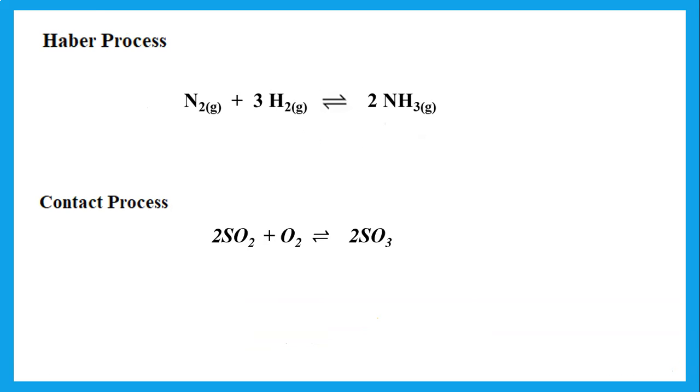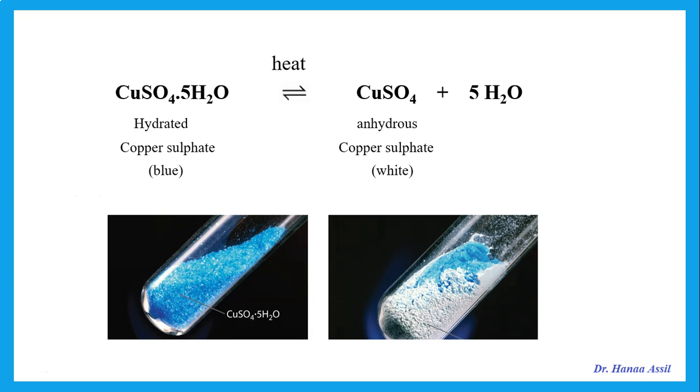So examples of these reactions, for example, we have the Haber process. The Haber process is the reaction of nitrogen plus hydrogen to give ammonia. We know it is reversible because of this sign. So when the reaction has this sign, that means the reaction is reversible. The contact process also, sulfur dioxide changing to sulfur trioxide, that is an example of a reversible reaction.